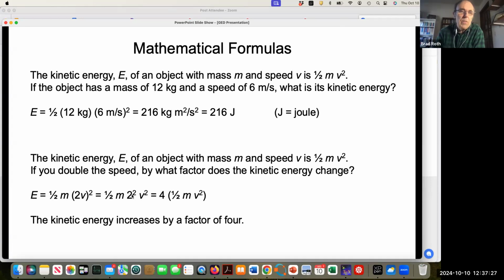And then you can just move the 2 squared, which is 4, outside, and you get 4 times your original kinetic energy. So the kinetic energy goes up by a factor of 4. And that one's a little more abstract. I don't think there'll be a lot of questions like that on the science test, but I think that level of question is fair game.